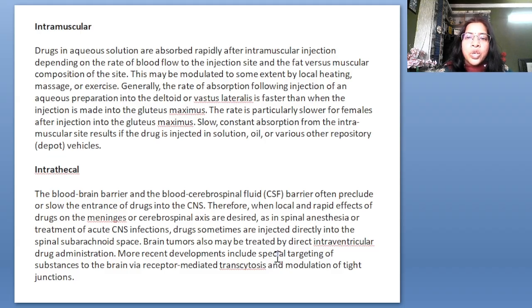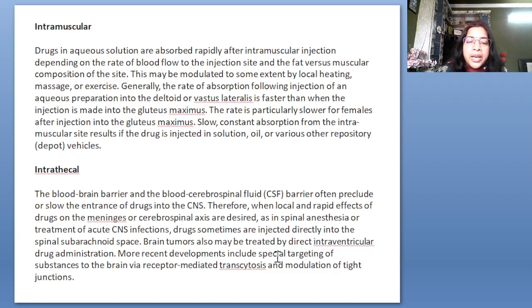Generally, the rate of absorption following injection of an aqueous preparation into the deltoid or vastus lateralis is faster than when the injection is made into the gluteus maximus. The rate is particularly slower for females after injection into the gluteus maximus. Slow, constant absorption from the intramuscular site results if the drug is injected in solution, oil, or various other repository or depot vehicles.